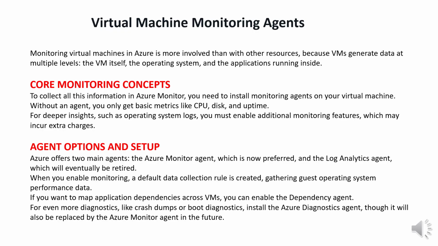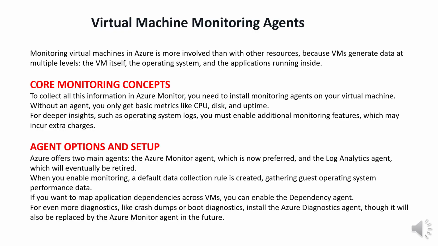Monitoring virtual machines in Azure is more involved than with other resources because VMs generate data at multiple levels: the VM itself, the operating system, and the applications running inside. Core monitoring concepts. To collect all this information in Azure Monitor, you need to install monitoring agents on your virtual machine. Without an agent, you only get basic metrics like CPU, disk, and uptime. For deeper insights, such as operating system logs, you must enable additional monitoring features, which may incur extra charges.